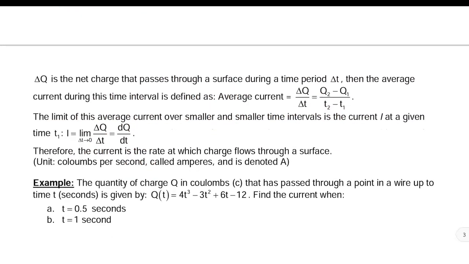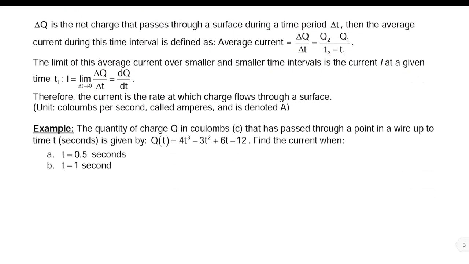Okay, I chose to look at current as another application of derivative. Your teacher may not have chosen this topic, so you could stop the video if your teacher did not choose this topic. Delta Q is the net charge that passes through a surface during a time period delta T. The average current during this time interval is defined as average current, or delta Q over delta T.